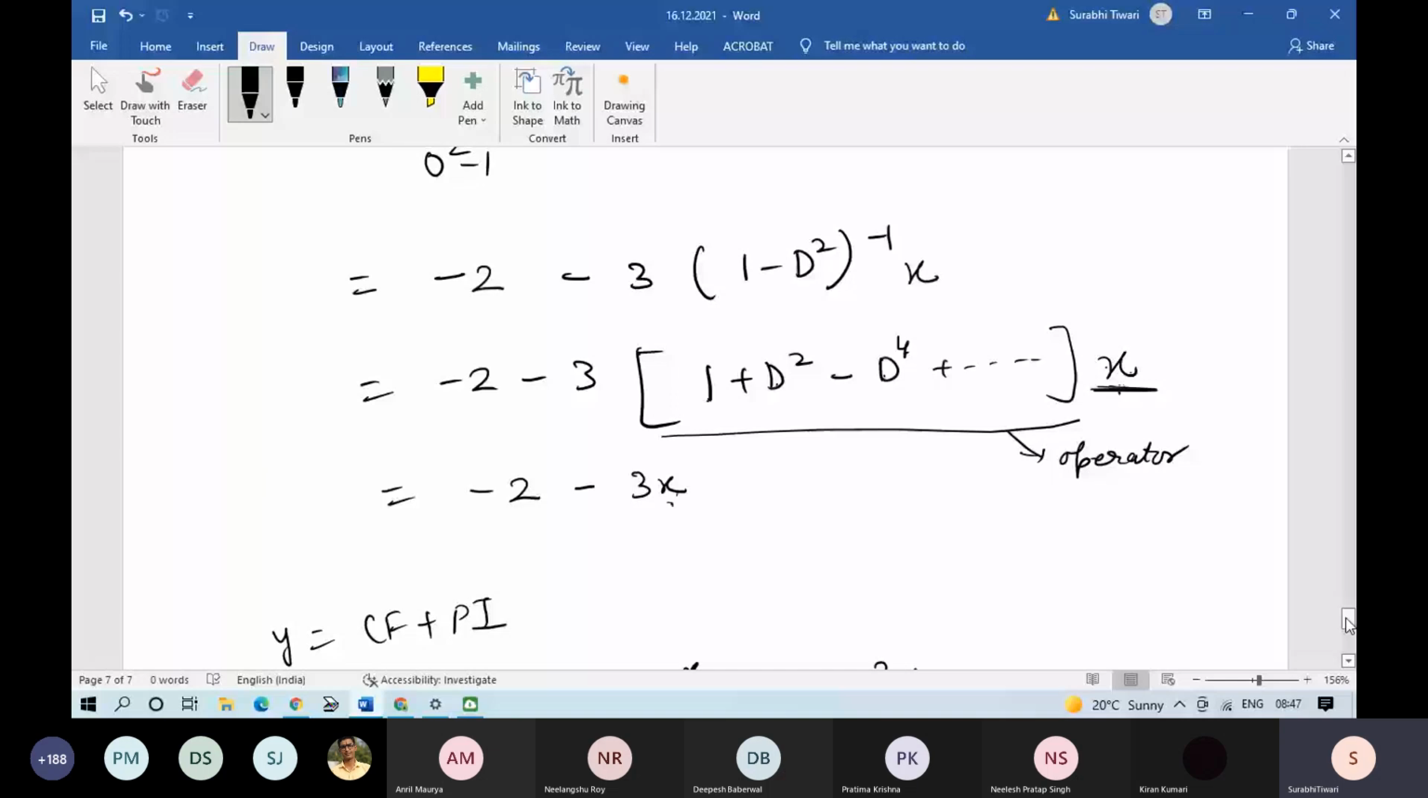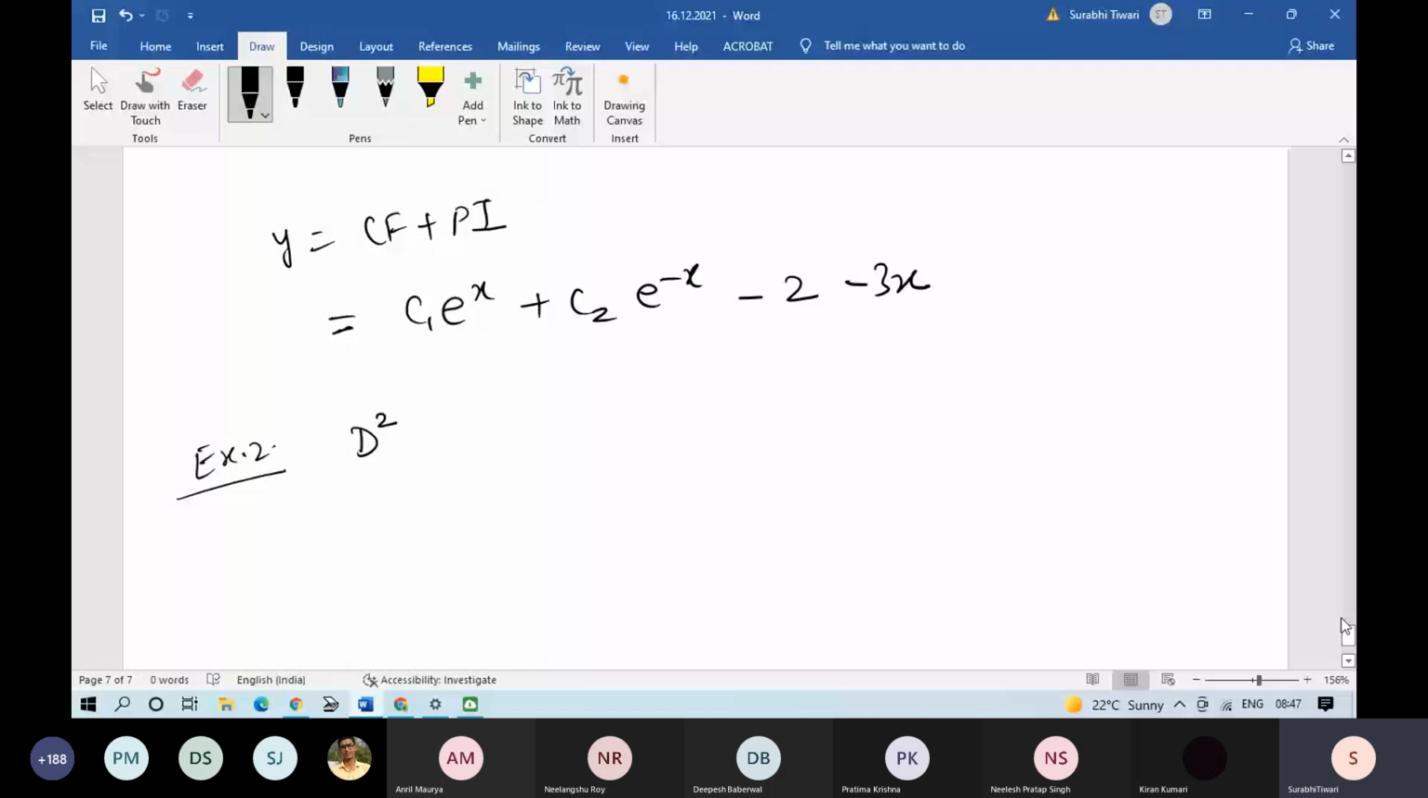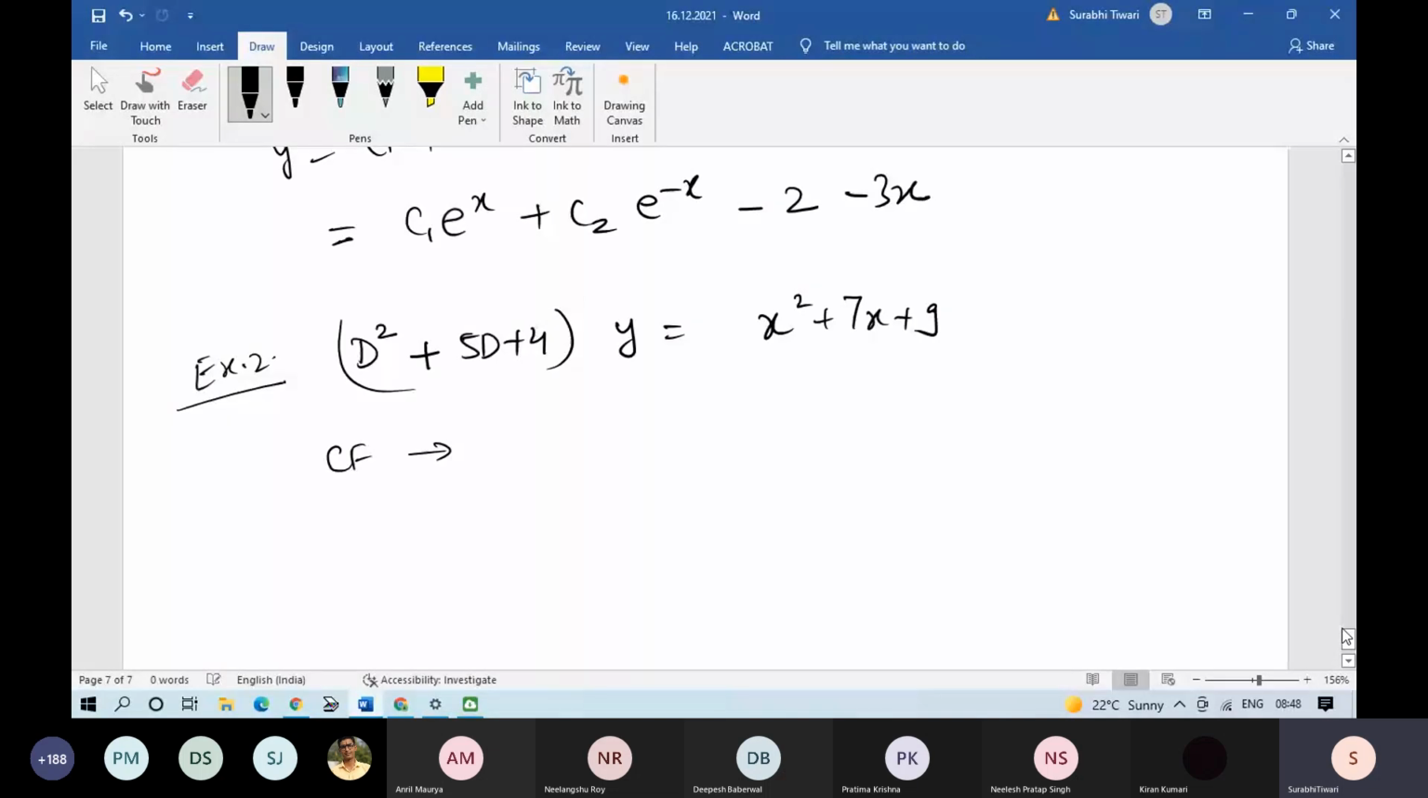एक और क्वेश्चन देखते हैं और क्लियर होगा. d square plus 5d plus 4 into y is equal to x square plus 7x plus 9. Now complementary function, you find out and tell me the roots of auxiliary equation. m square plus 5m plus 4 is equal to 0. So what are the values of m? -4 -1 -1 -4. ठीक.